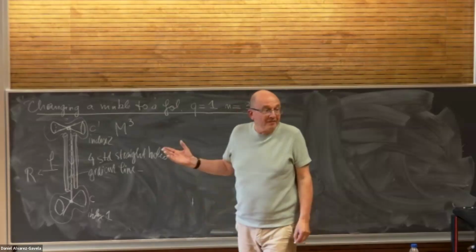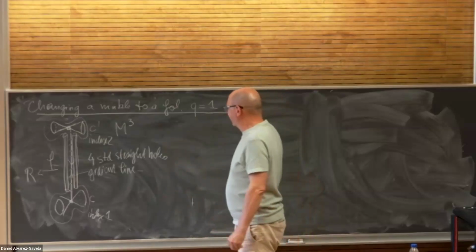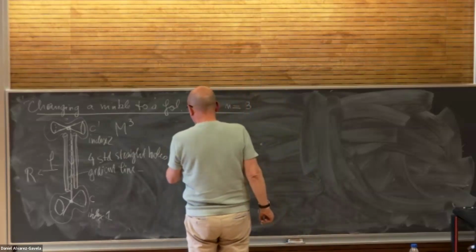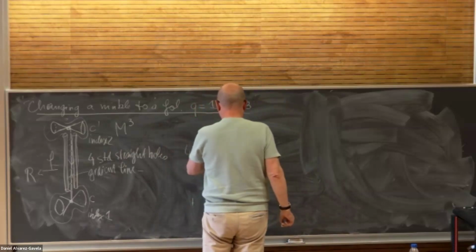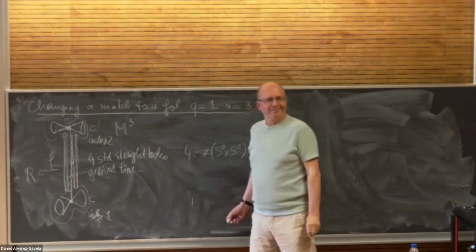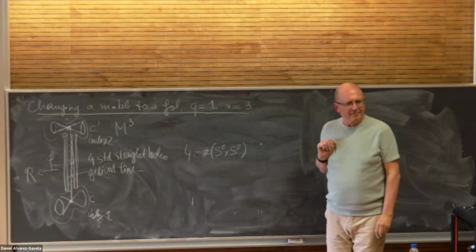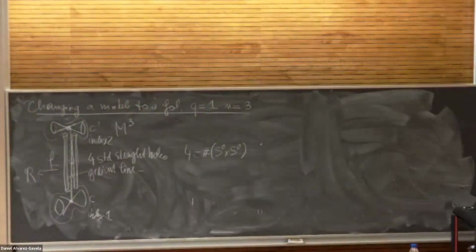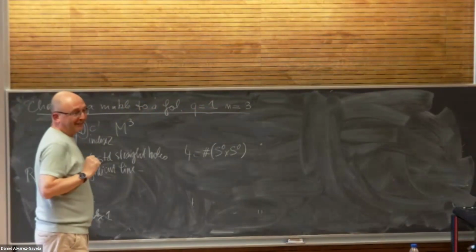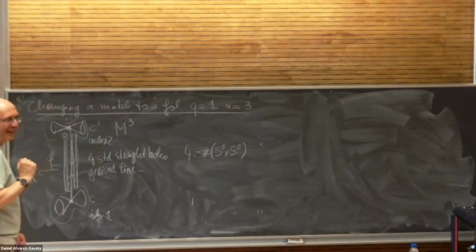Why 4? We'll see. 4 because it's the cardinal of S0 cross S0. Yes, it's a good question. It will be crucial that it is the cardinal of S0 cross S0.